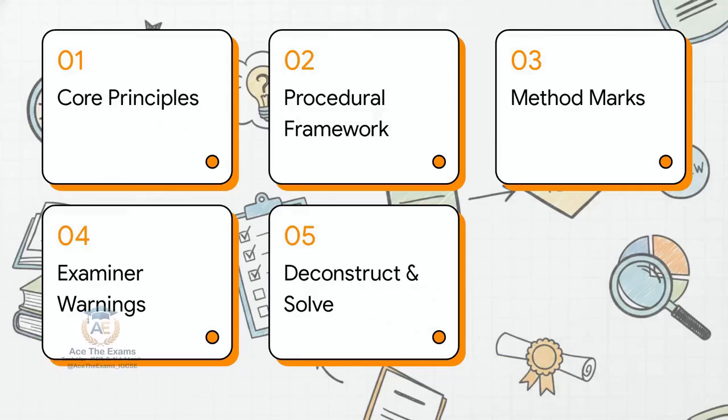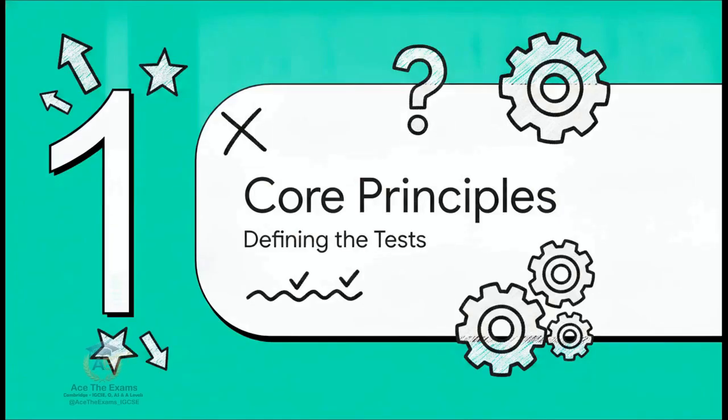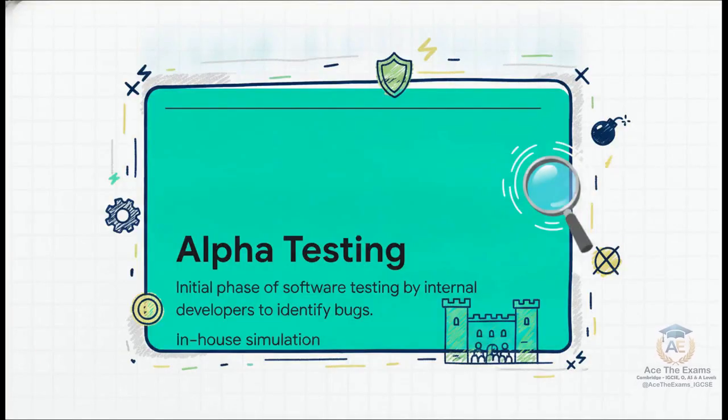So here's our roadmap for today's session. We are covering the core principles, the procedural framework, securing those vital method marks, the top examiner warnings, and finally, the ultimate deconstruct, solve, and evaluate cycle. Let's dive into Section 1, Core Principles, where we properly define these testing phases so you never lose the easy marks.